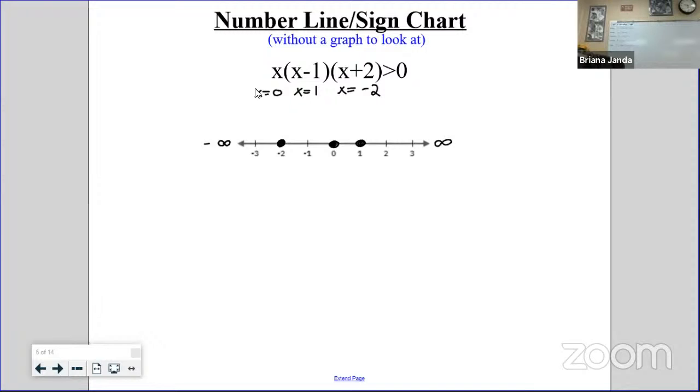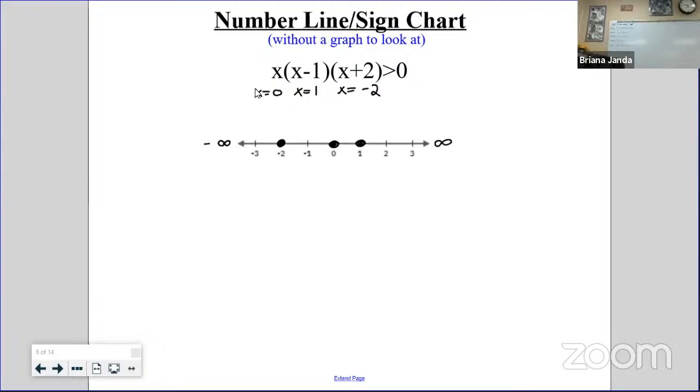And I don't need to know the answers necessarily. I just need to know if it's positive or negative. So this is my own personal notation for this. I hope it makes sense. But if I pick something in this section here, just a sample number, you could pick -3. I tend to pick something like -10, something that's easy to think about plugging in.